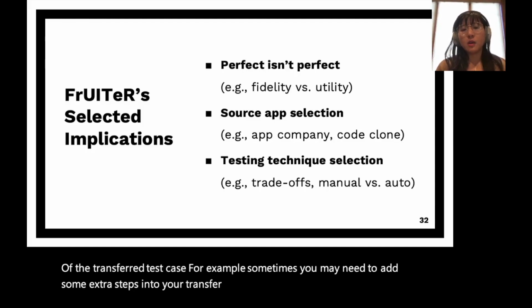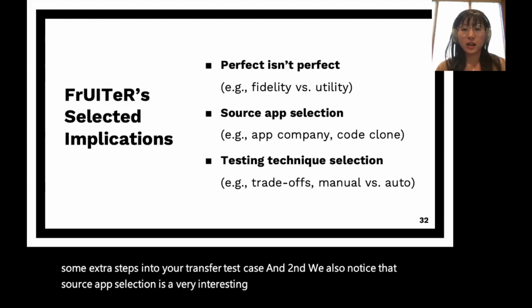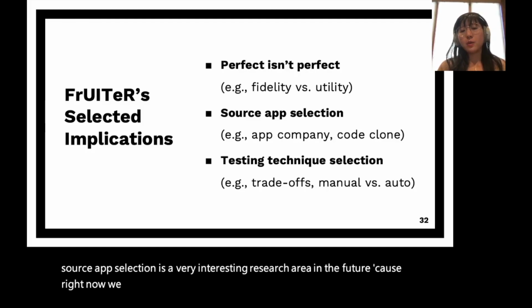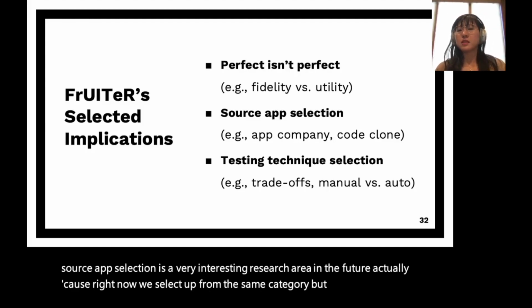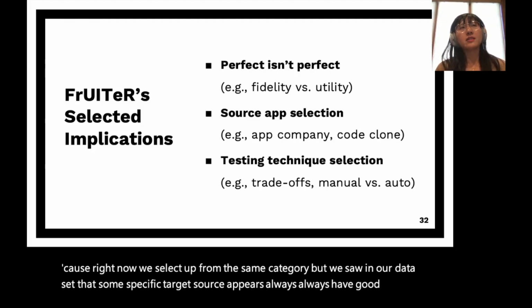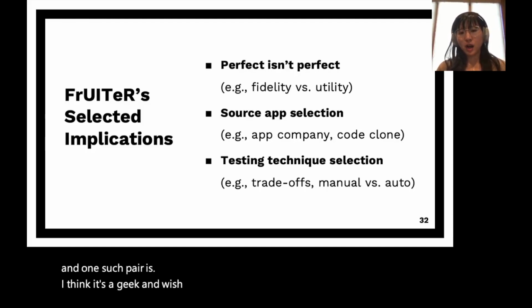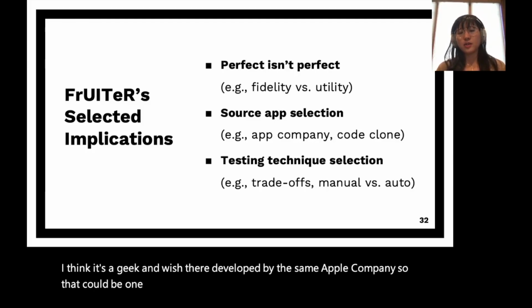And second, we also noticed that source app selection is a very interesting research area in the future, actually, because right now we select the app from the same category, but we saw in our dataset that some specific target source app pairs always have good results. And one such pair is, I think, Geek and Wish. They are developed by the same app company. So that could be one way to suggest what source apps you should use to transfer events from.